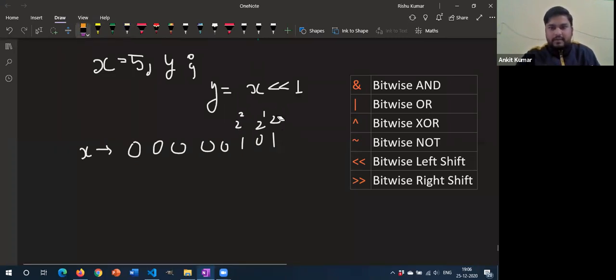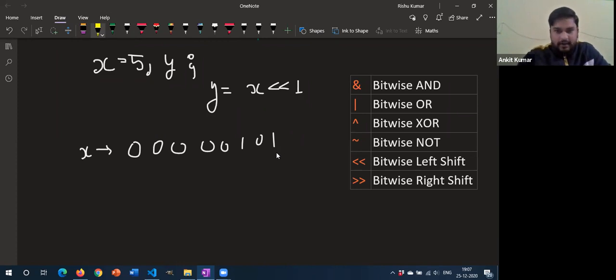Okay, so this is the conversion of decimal to binary. Now let us do the bitwise left shift by one place. First I will tell you the traditional method and then I will tell you the trick. So how do we do that? We shift this one to the left side by one place. Shift this one over here and write 1 over here.